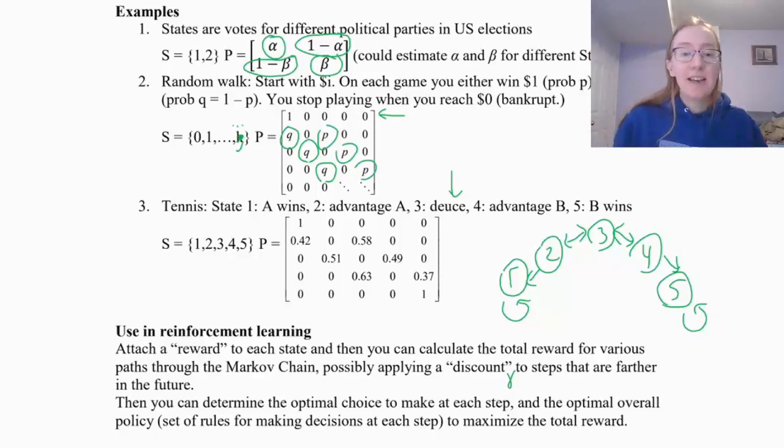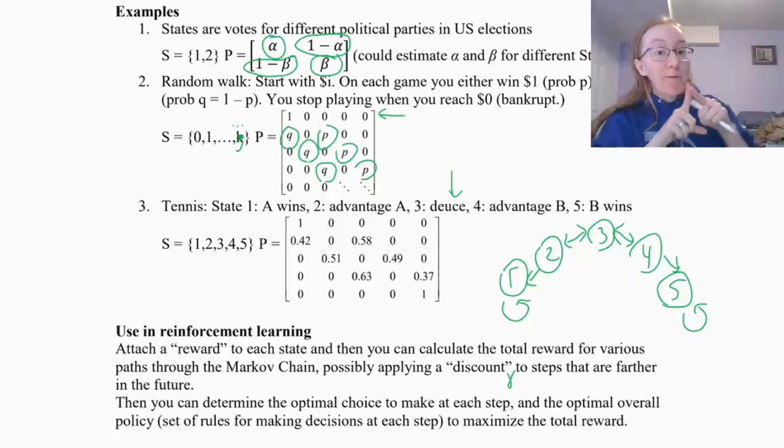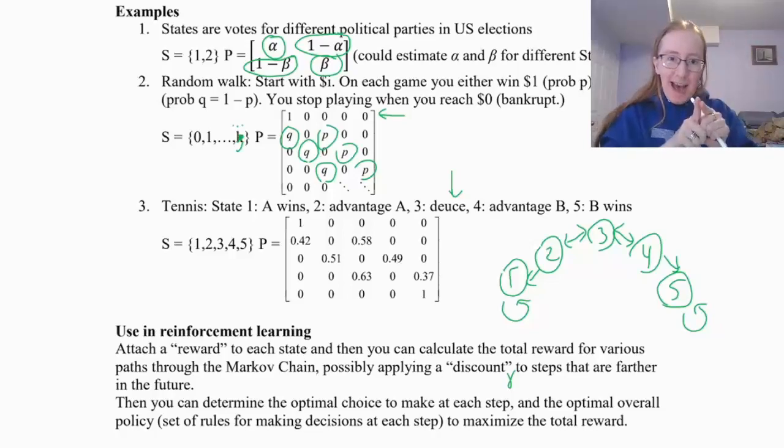So you could calculate the total reward for every possible path, and then use those calculations, like run lots of different simulations, and figure out what is the optimal decision to make at each step. Given that you're in a particular step of a Markov chain, what is the best choice to make to maximize your future reward from that point? And if you can do that from every point, you can develop an overall policy, which is just a set of rules for making decisions at every step that will maximize the overall total reward. And that's, again, the idea of reinforcement learning.